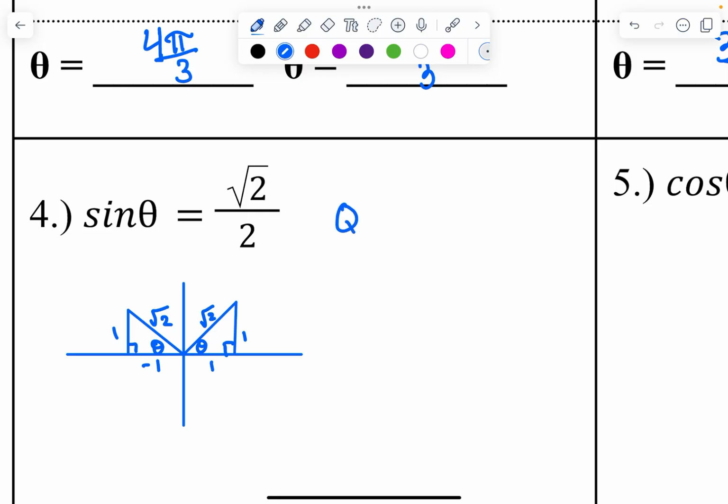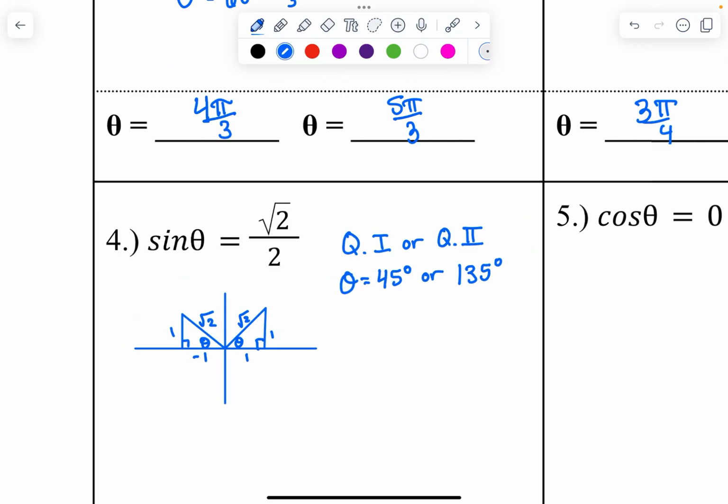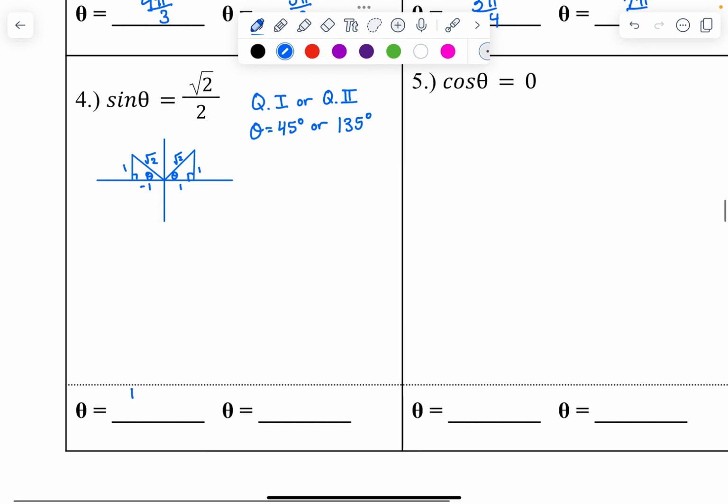And since we could be in quadrant 1 or quadrant 2 for the sine to be positive, that means that theta could equal 45 degrees, or 180 minus 45 gives us 135 degrees. Or in terms of radians, pi fourths or 3 pi fourths. Either would give you a positive sine of square root of 2/2.